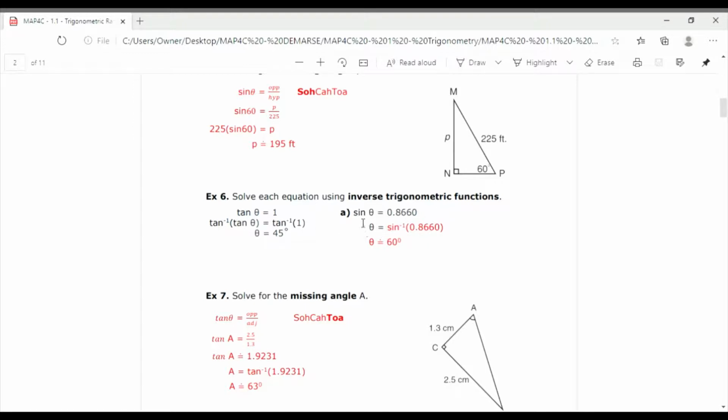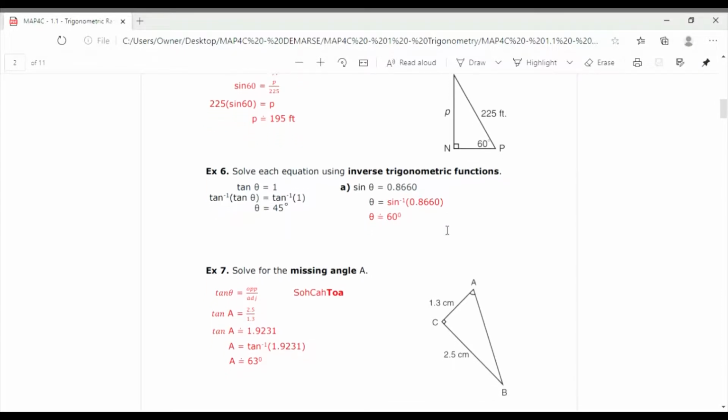Try it for sine of theta is equal to 0.8660. To solve for theta, we need the opposite of sine, or the inverse of sine, which is sine inverse. So sine inverse of 0.8660. Experiment until you see the correct way to put this into your calculator. After doing this and hitting equals, you should get a value of 60 degrees or pretty close to 60 degrees.